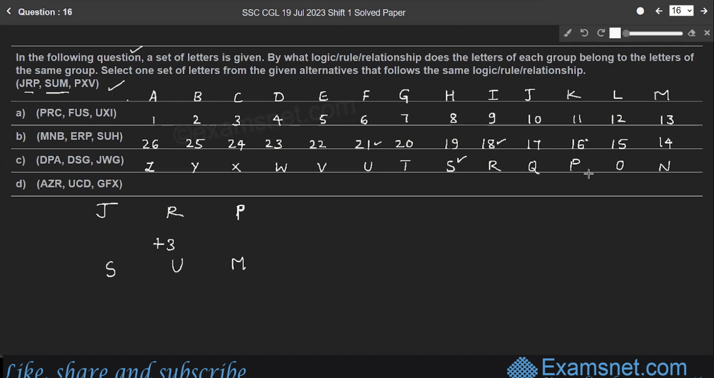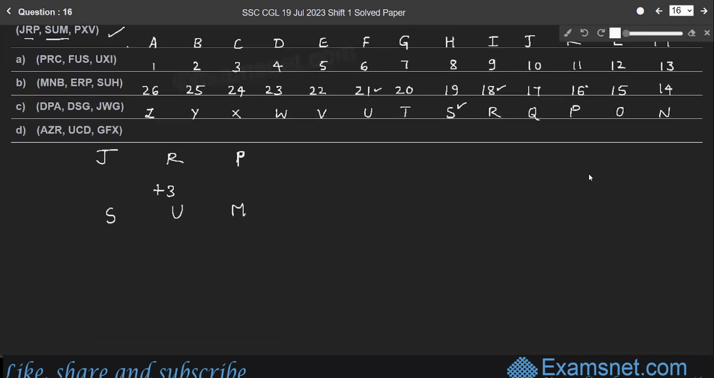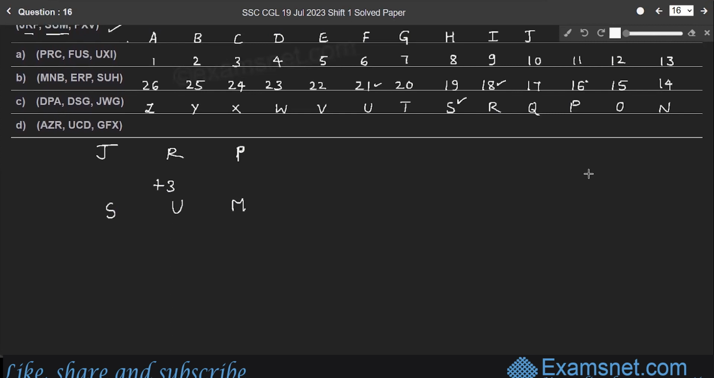So in reverse manner. Next, again consider the positional value of S, which is 19. So add 3. 19 plus 3 is 22, which is V. Write V in the last, in the reverse manner. And U is in the middle, therefore no need to go for any other place. So U plus 3, 21 plus 3, 24, which is X. Whereas M is, what is M? 13. 13 plus 3 is 16, which is P. Therefore, the third cluster is PXV.